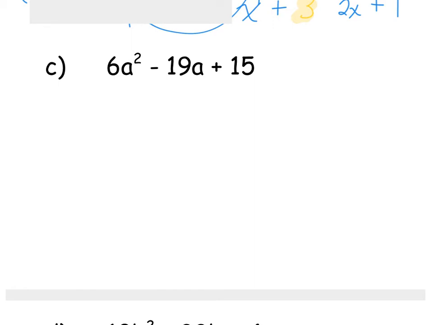All right, here is your next example. Write it out, pause the video, give it a go on your own, and then we'll come back together.